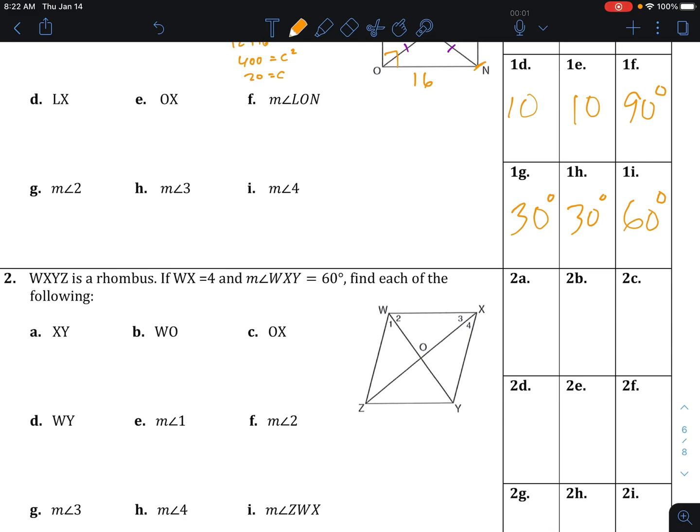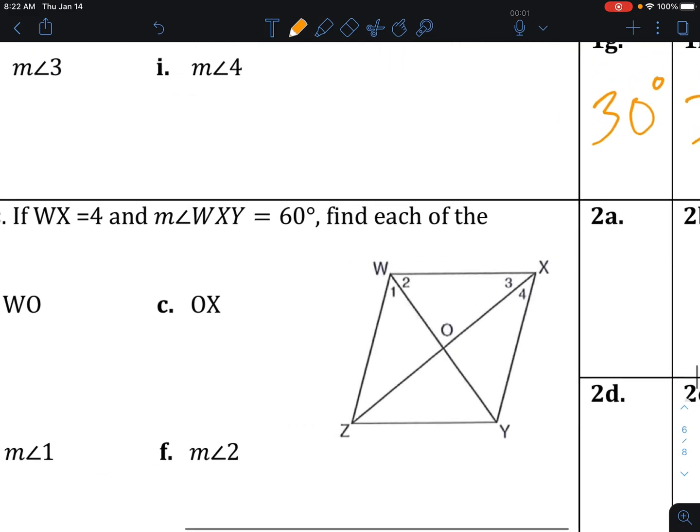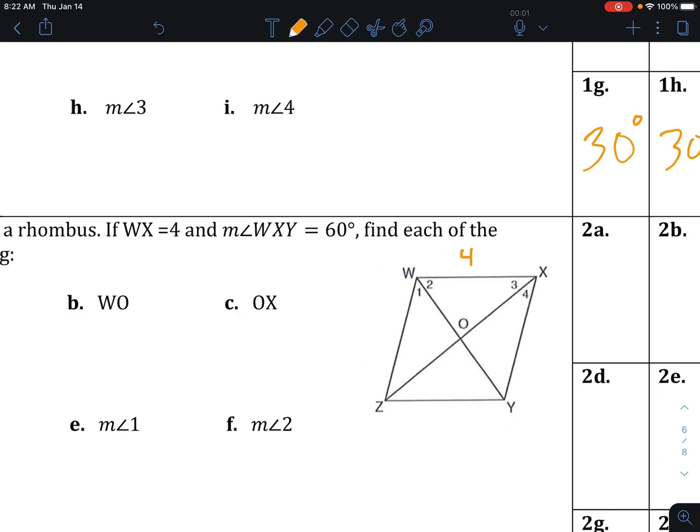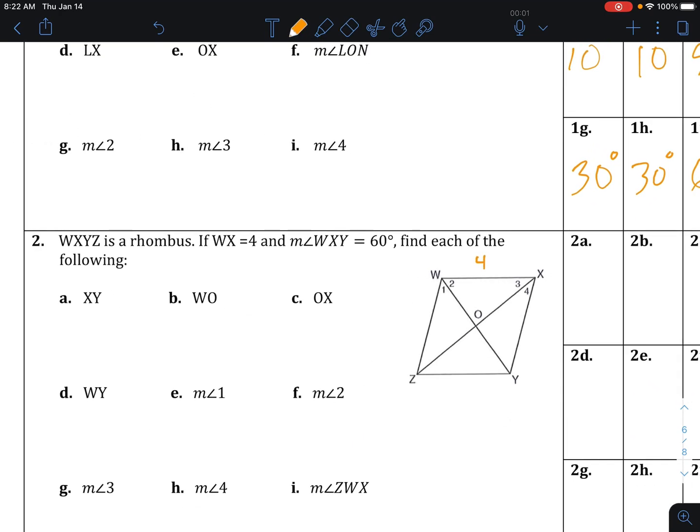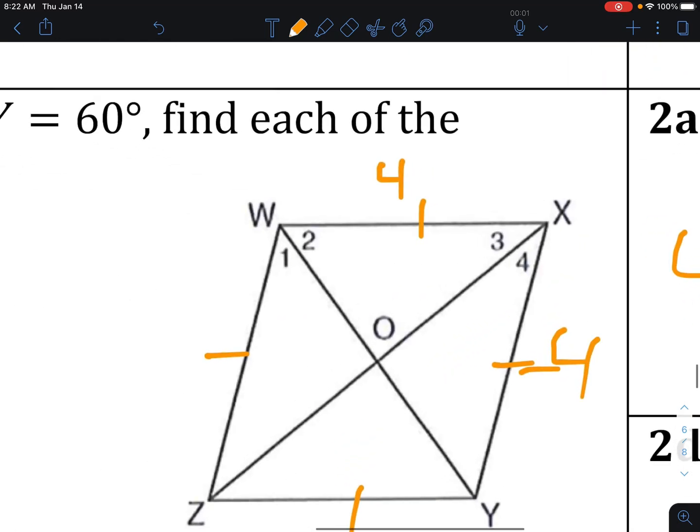All right, let's move to a rhombus. They give us WX is 4 and WXY, so this whole angle is 60 degrees. Well, XY is 4 because it's a rhombus. All 4 sides are the same. So XY is 4.